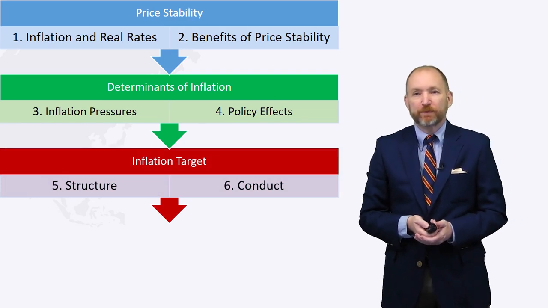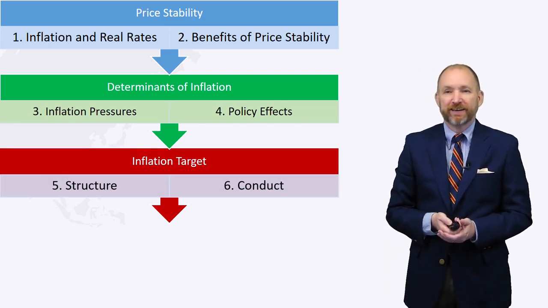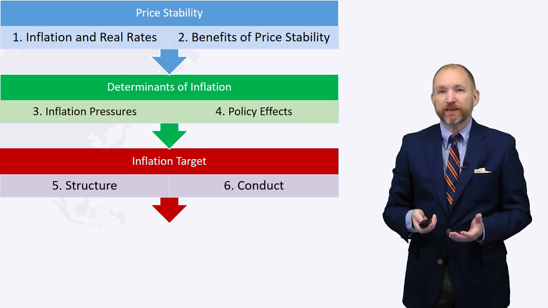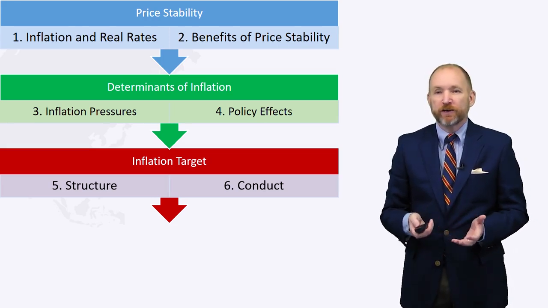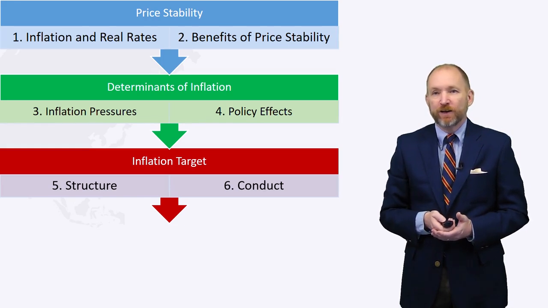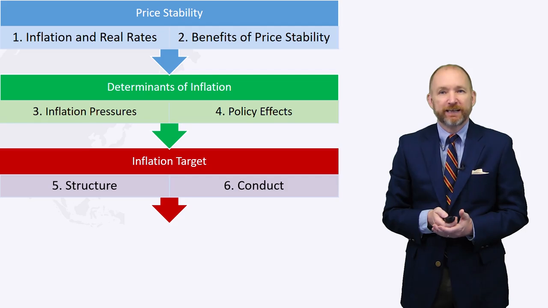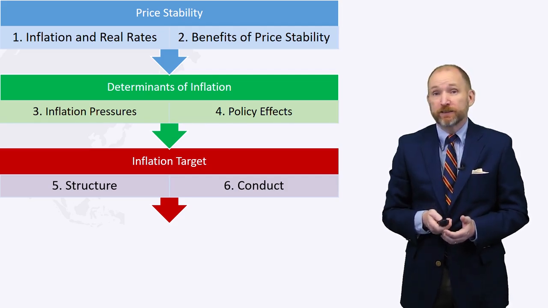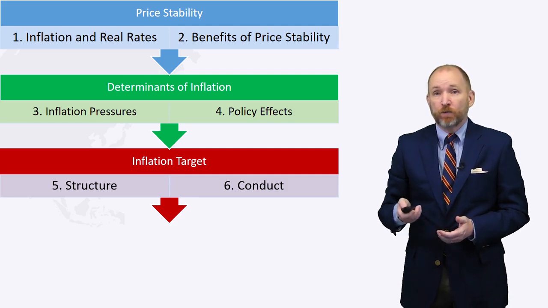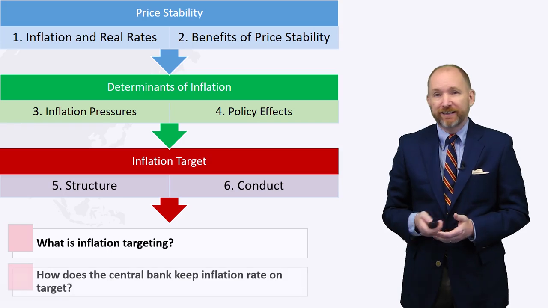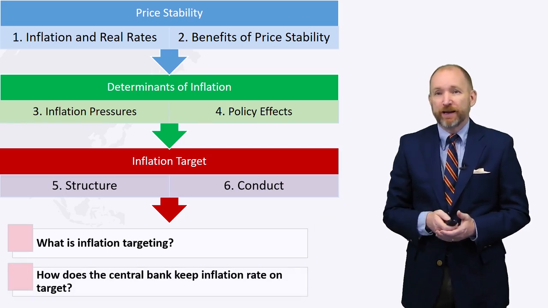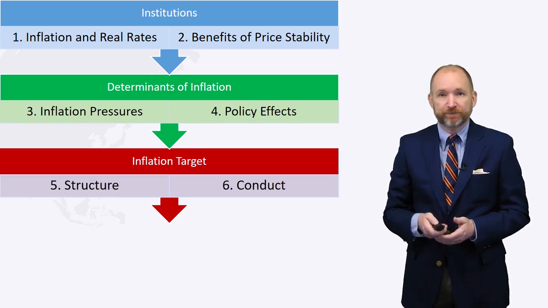Many central banks adopt a framework referred to as inflation targeting. This framework adopts a forecast of future inflation as an intermediate target. We will describe the structure of this framework in detail. We then consider the operations necessary for an inflation targeting central bank to hit their targets. We consider experiences dealing with both demand and supply shocks. We will answer the key questions. What is inflation targeting? And how does the central bank keep inflation on target?